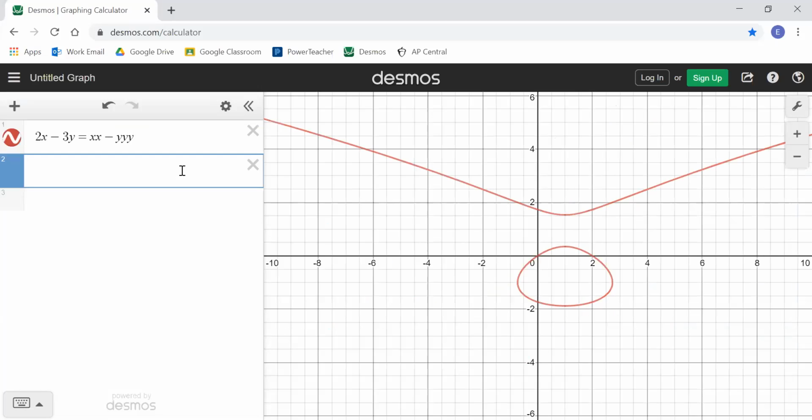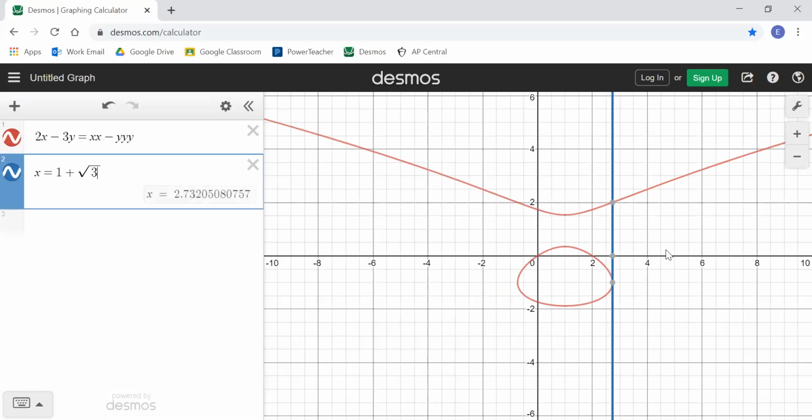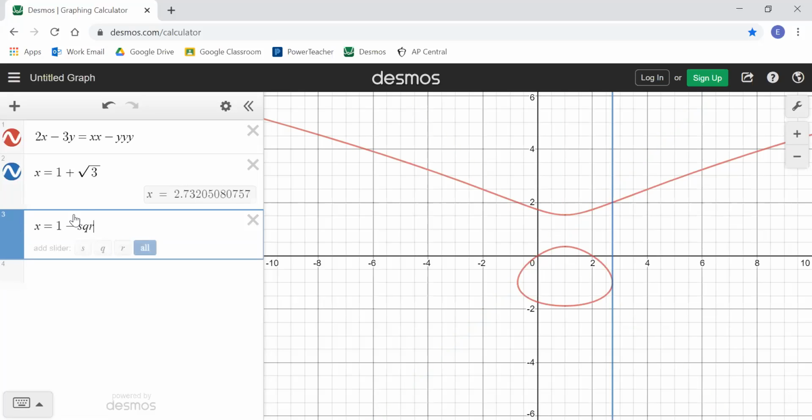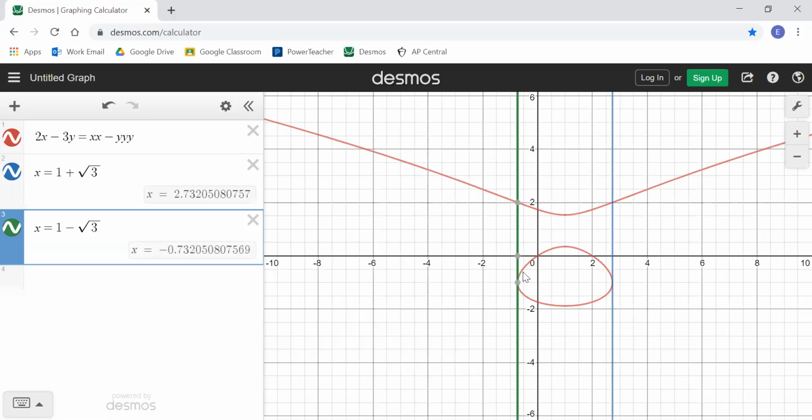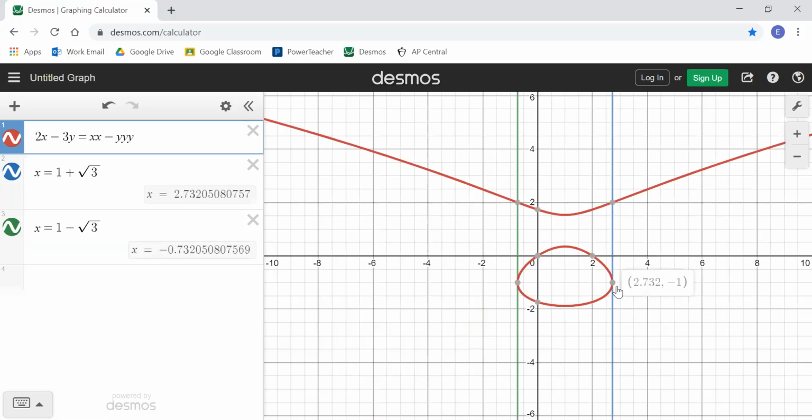And we ended up with x equals 1 plus root 3. And there it is, vertically tangent right there at this point. And if we do x equals 1 minus square root 3, we got the furthest most point over here where we have our tangent line as well. Everybody good with that? No questions? Everyone's all right?